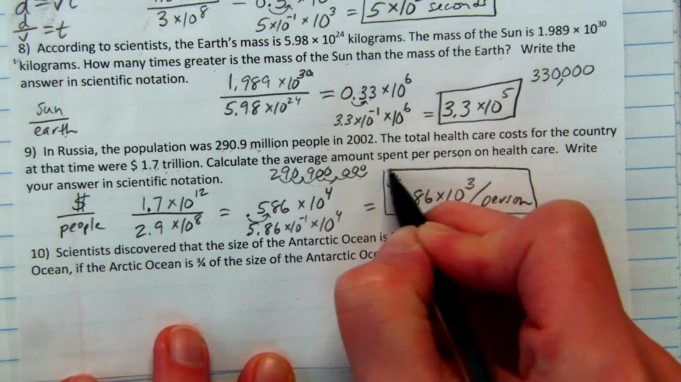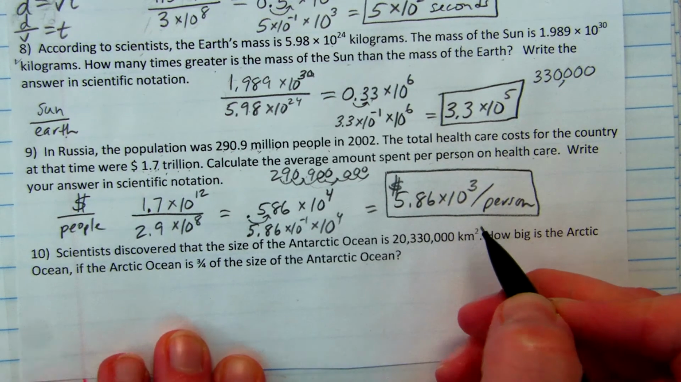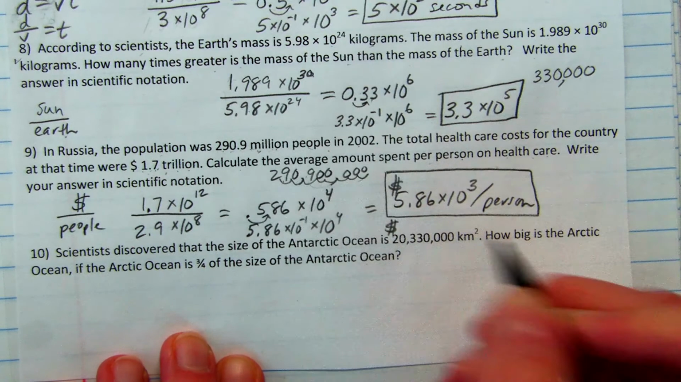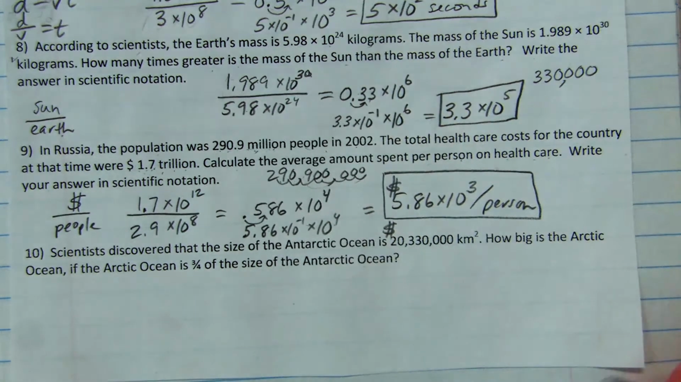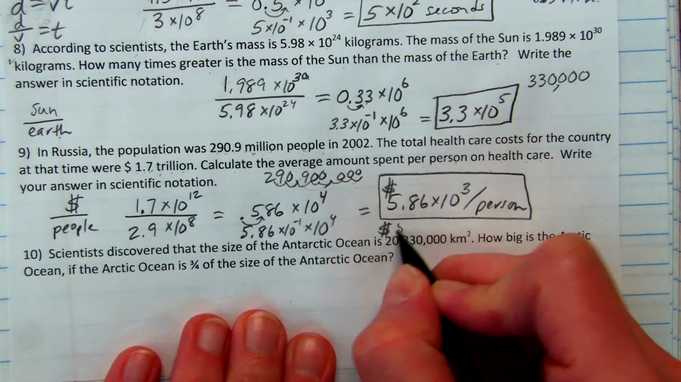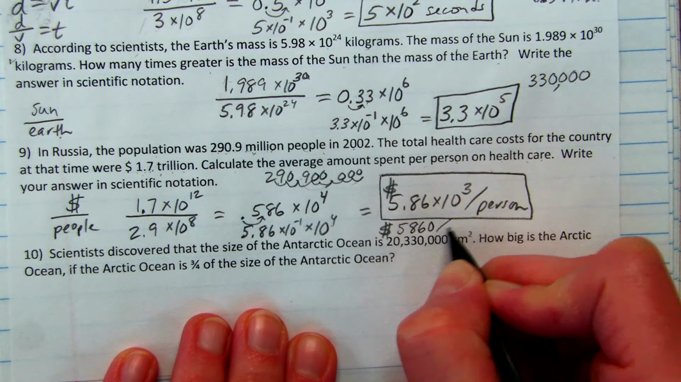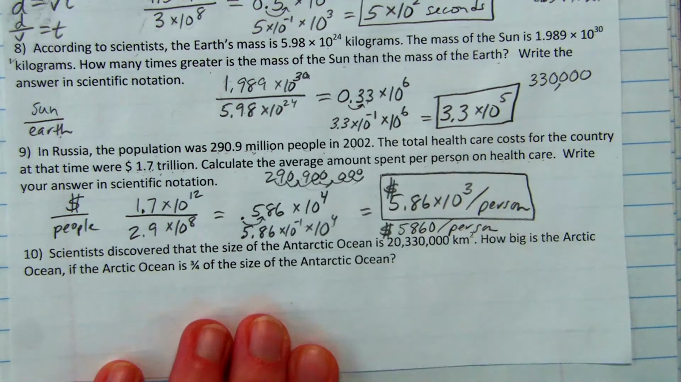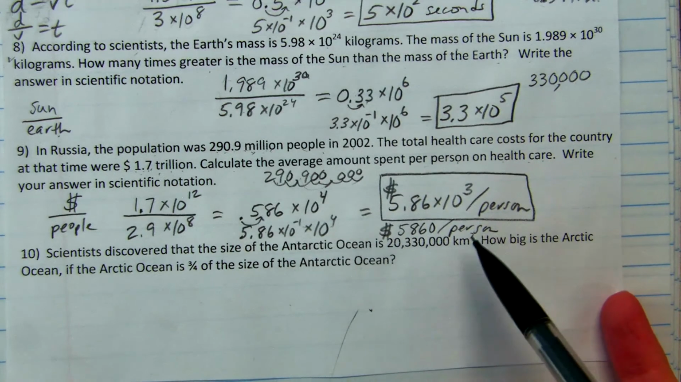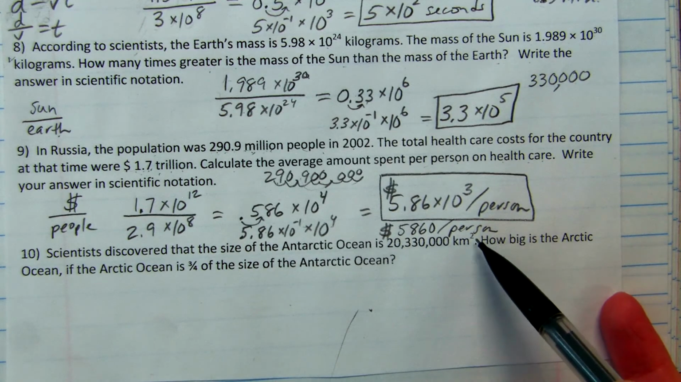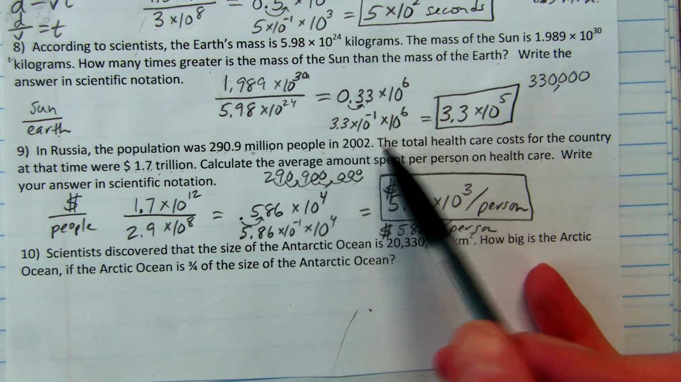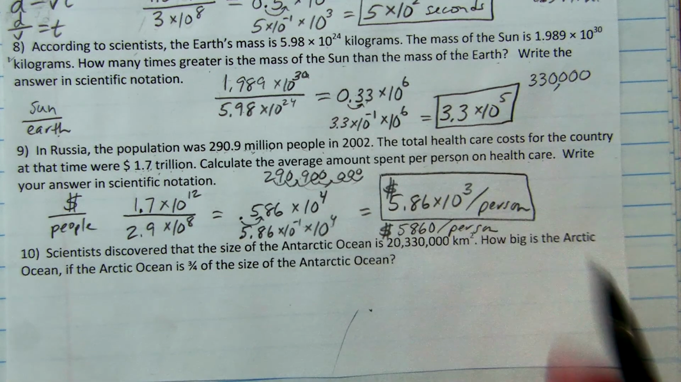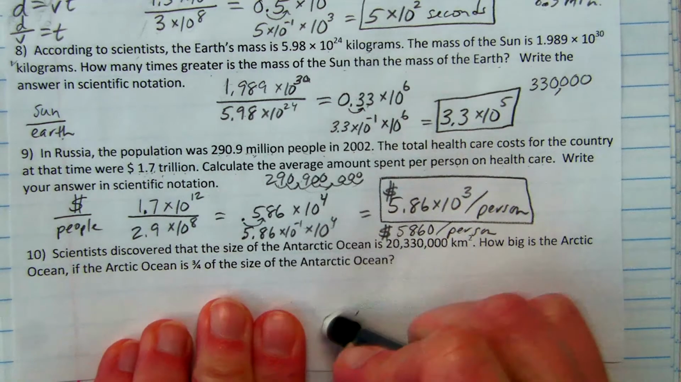And then we could actually figure out what that is in real dollars, because I think it was 10 to the 4th until we moved this decimal. Then we had to take one away. So this would be the same thing as $5,860 per person. So the health care costs for that year per person in Russia, in 2002, was a long time ago, was 16 years ago. You guys weren't born yet. $5,860 per person. I will tell you that has gone up.